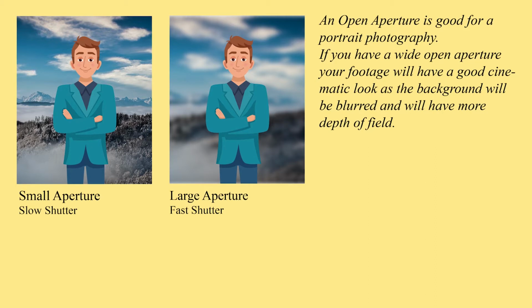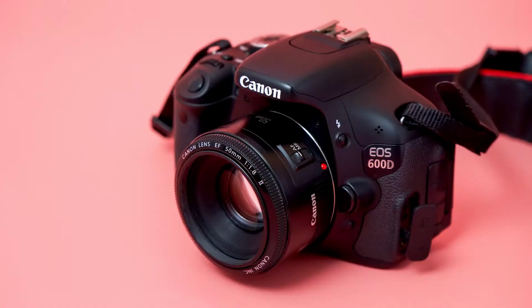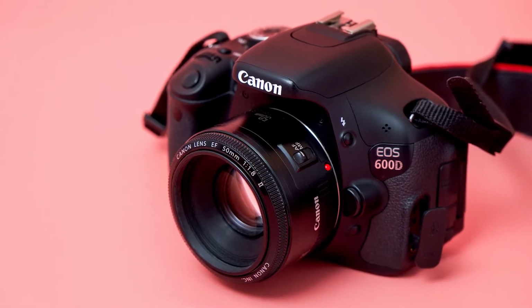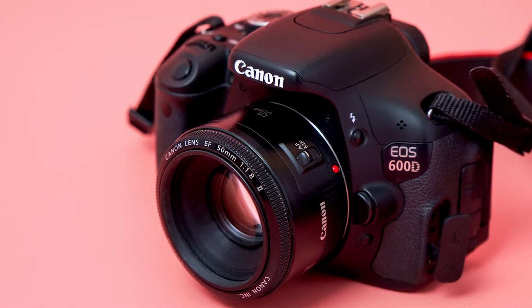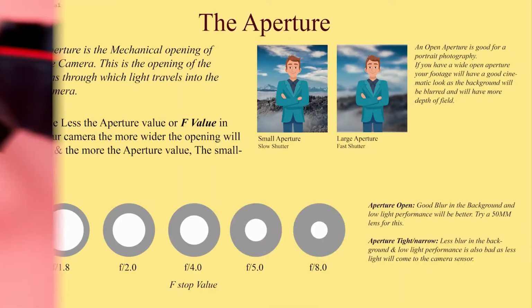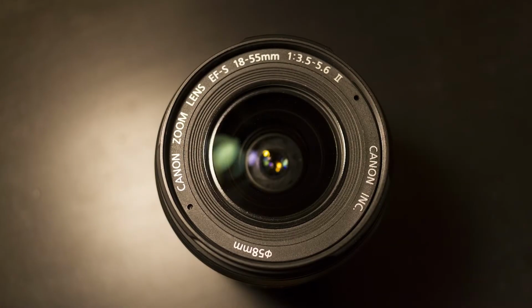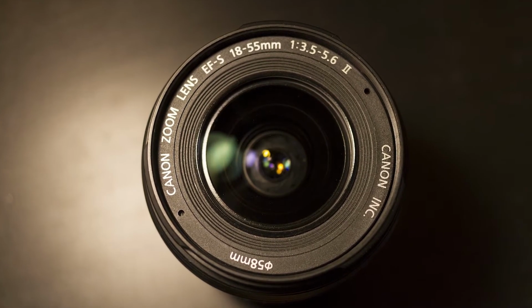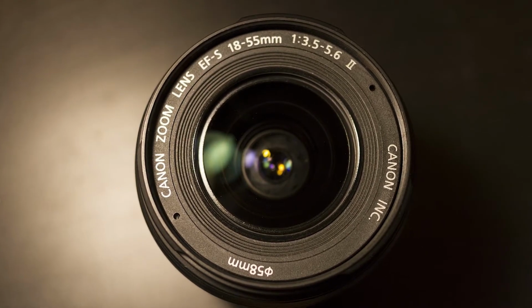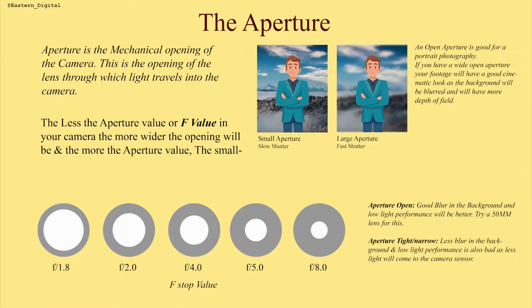If you want to go for a good cinematic look and a very good low light performance, then I would recommend you to go for a 50mm prime lens. Why am I recommending the 50mm prime lens? The main reason is it has an aperture value of f1.8. But the normal kit lens has a higher f value of f4.0. So that's why a normal kit lens gives less low light performance.